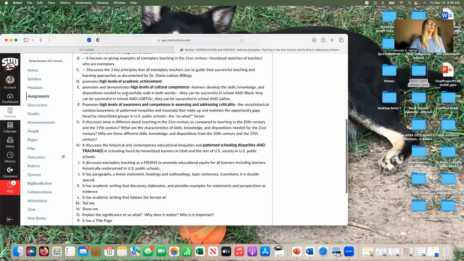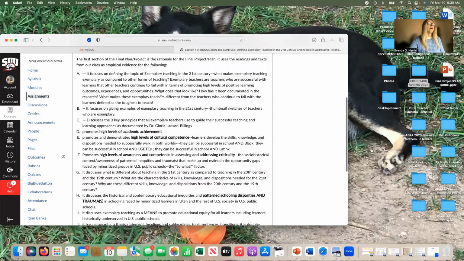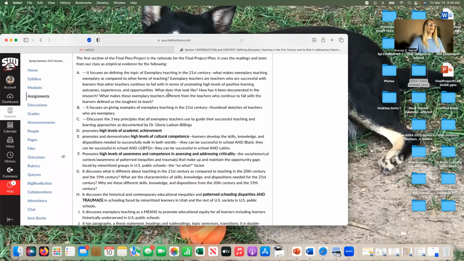So okay, we talked about here you're defining exemplary teaching, what makes it different, and then that 21st century, we've got to talk about that. And I'll tell you more about that in a moment, and you'll be reading and you'll know more about that too. Okay. So C discusses those three principles that all exemplary teachers use.